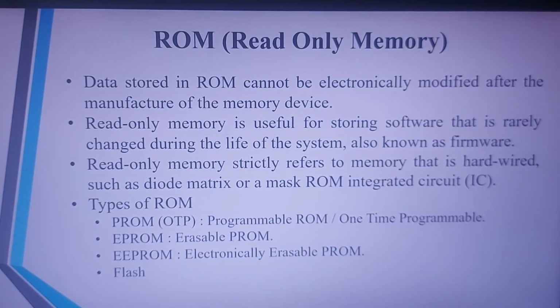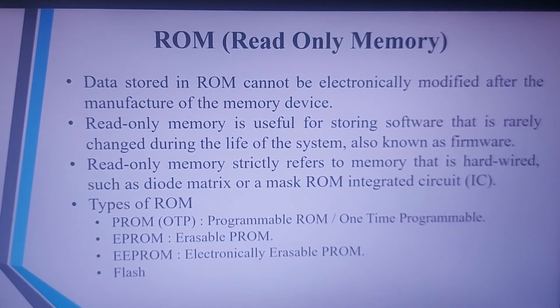However, ROM also can be modified rarely. We'll see how that can be done. But a basic fundamental ROM cannot be modified. Later versions of the ROM can be modified. So it strictly refers to a memory that is hardwired, such as a diode matrix or a mask ROM. These are all hardwired, that is, they are ones and zeros. Whatever information has to be stored will be decided during the manufacture itself, and during the fabrication process the data will be stored.